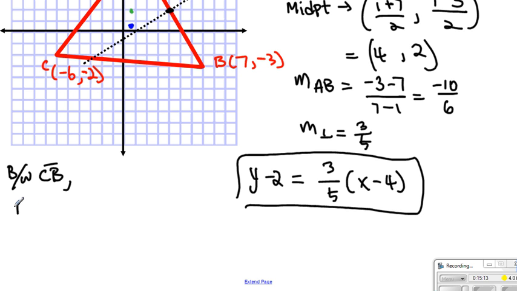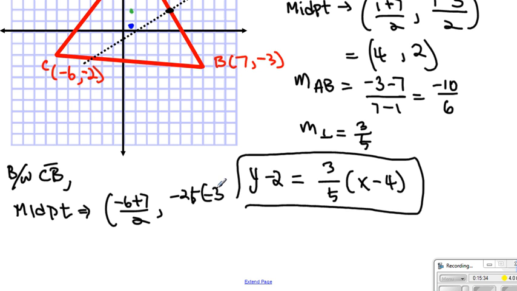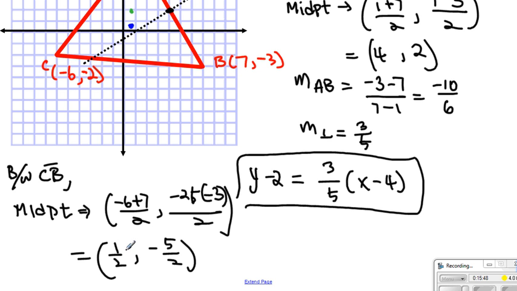Now, then first we need to find the midpoint between C and B. It is negative 6 plus 7 over 2, adding the x values and dividing by 2. Y is negative 2 plus negative 3 over 2, which is basically equal to 1/2 comma negative 5 over 2. So we end up getting basically right over here.